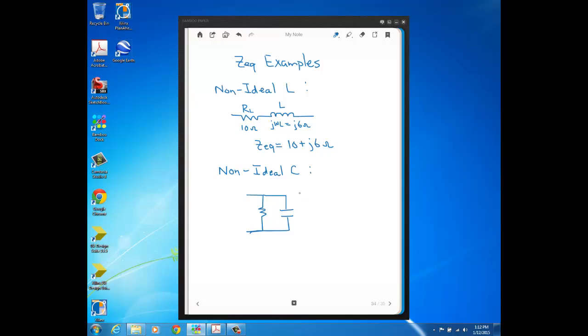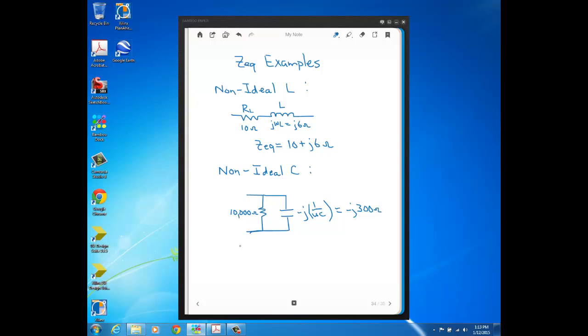All right, here's another example, this time a non-ideal capacitor, which is often shown as a parallel circuit like you see here. This resistance actually represents the resistance of the dielectric between the plates of the capacitor, which is usually high. So let's say it's 10,000 ohms. And then let's say the minus J 1 over omega C in the particular circuit that this capacitor is hooked up into comes out to minus J 300 ohms.